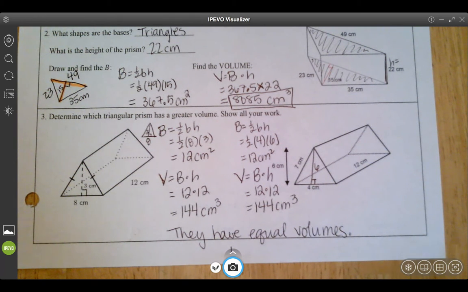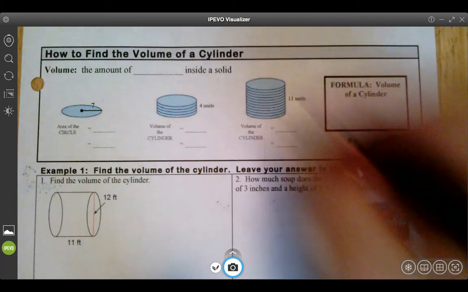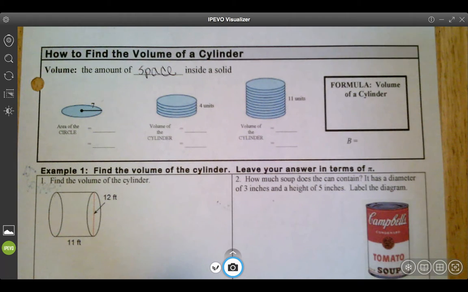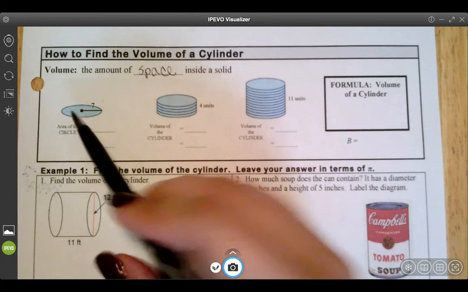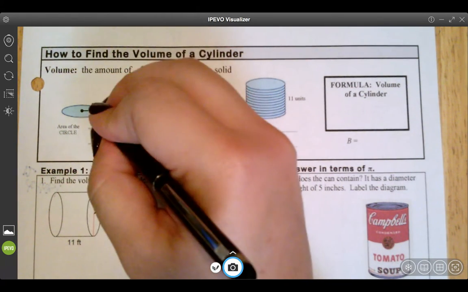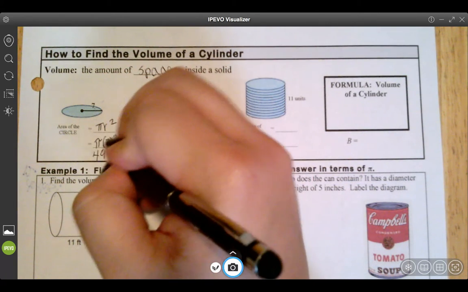Okay, let's look at cylinders. We'll use a similar imagery as before, where we're stacking things in order to visualize volume. So remember, the volume is the amount of space inside a solid. So how much fluid could we fill the solid with, for example? And so if we're looking at a cylinder, our base is now a circle. So to find the area of a circle, we use pi r squared. Our radius is 7. That's pi times 7 squared, which is 49 pi.